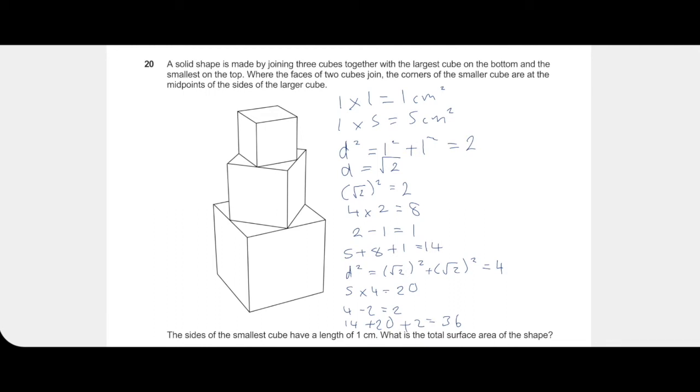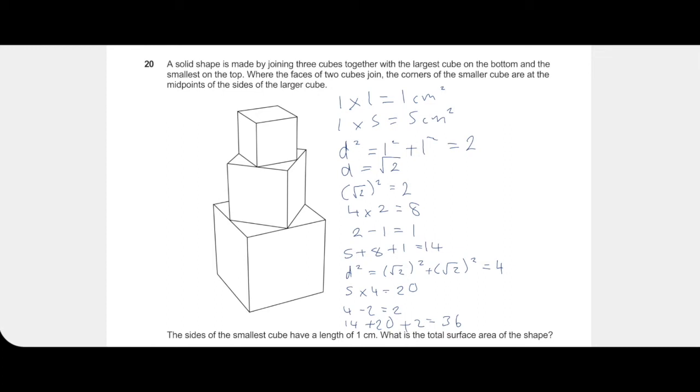The surface area of each full face of the smallest cube is 1 times 1, which is equal to 1 centimeter squared. There are 5 fully exposed sides of this cube, so we need to multiply 1 centimeter squared by 5, which is equal to 5 centimeters squared. Now on to the next step. The surface area of a full side of the next cube then needs to be calculated.